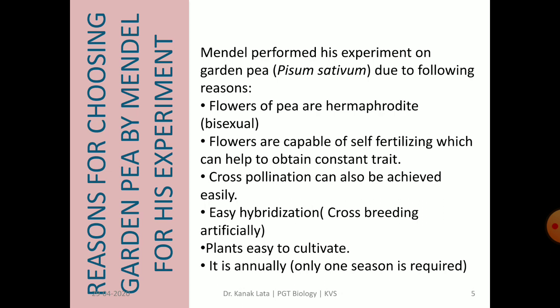Second, flowers are self pollinated. This helps them to obtain constant traits, that is a pure line. In pea plants, cross pollination can be easily achieved. It is easy to hybridize, that is cross breeding, artificial hybridization. Plants are easy to cultivate and are annual. Annual means it requires only one season to complete its life cycle.